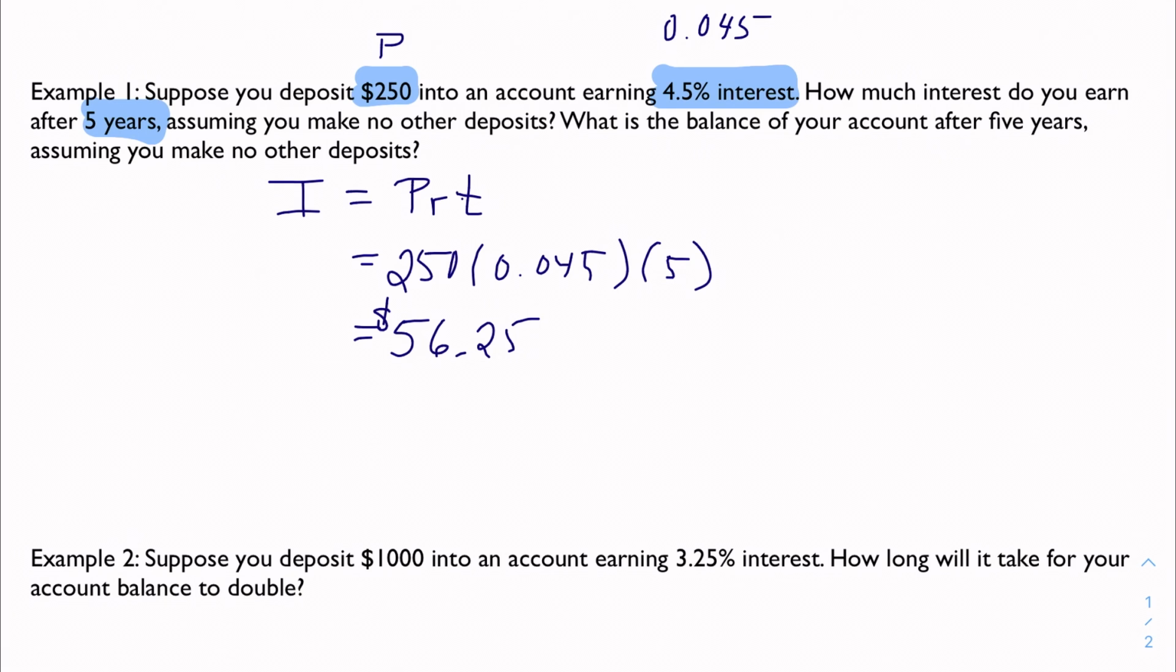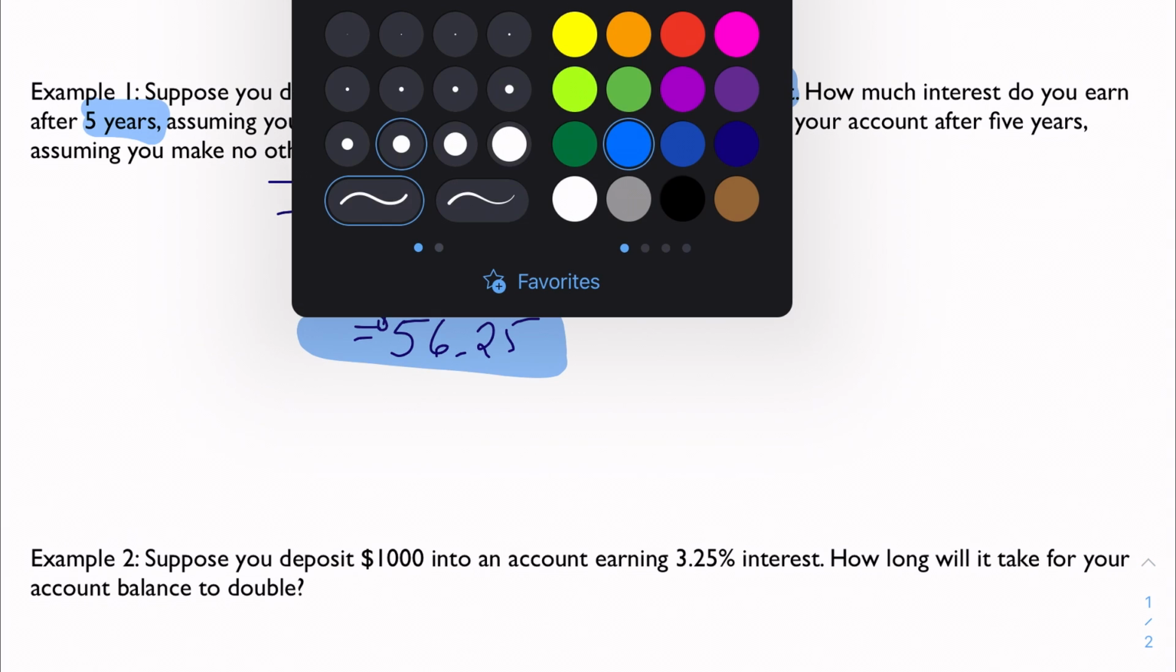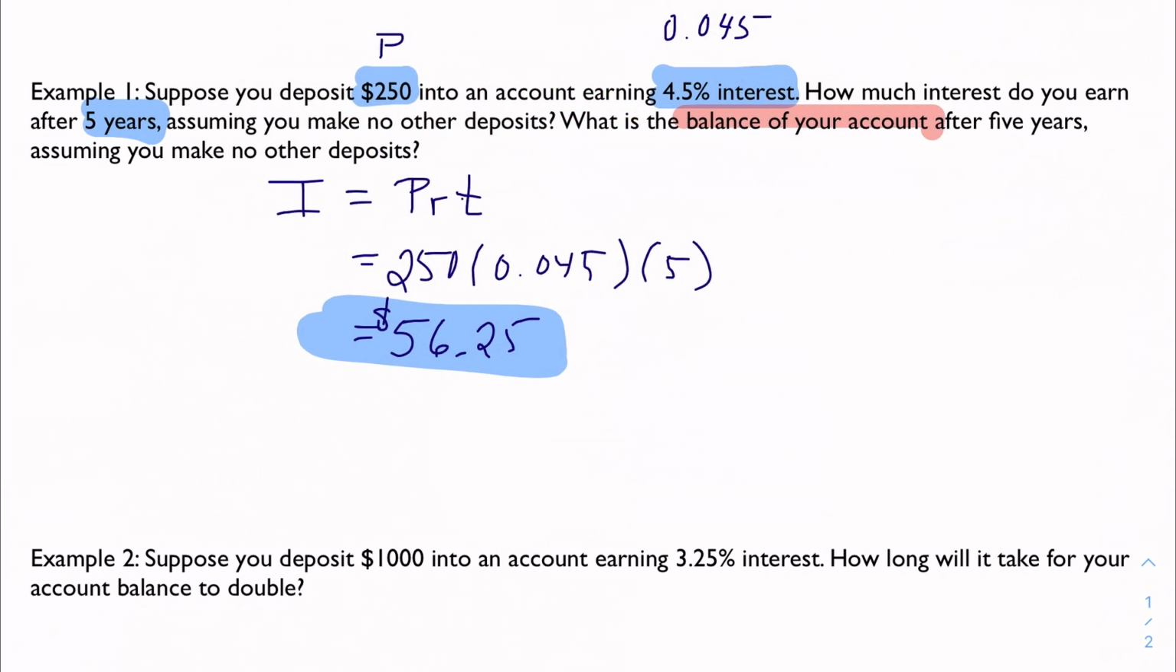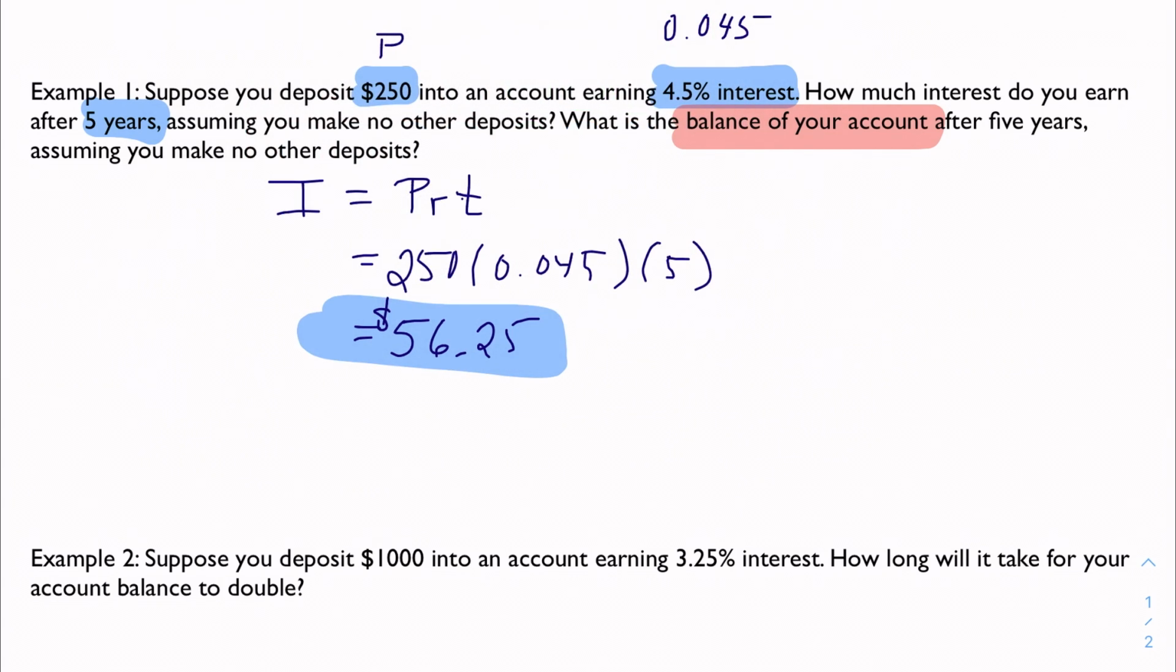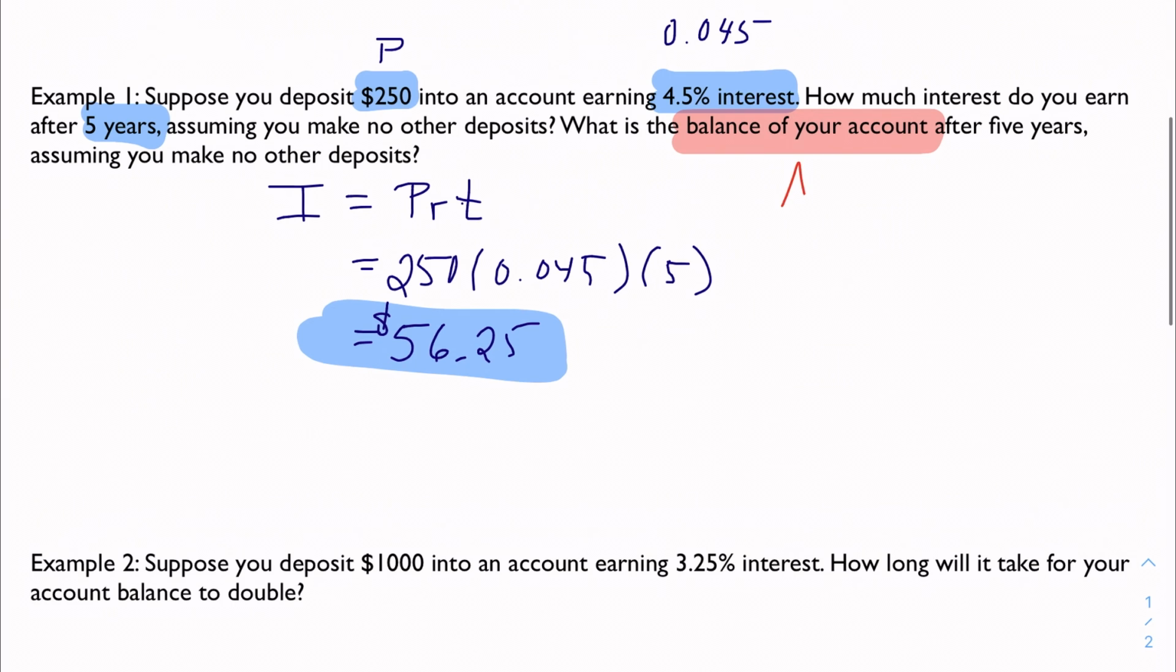So this is the interest that I've earned on the account, but it doesn't tell me what my account balance is, right? The other thing I want to know in this question is what the balance of my account is, assuming I've pulled nothing out and made no deposits. So if I call my account balance A, then if I've taken nothing out and not put anything additional in, all that's left is the principal plus the interest I've been awarded, right?